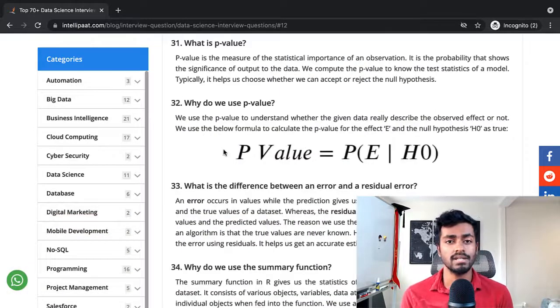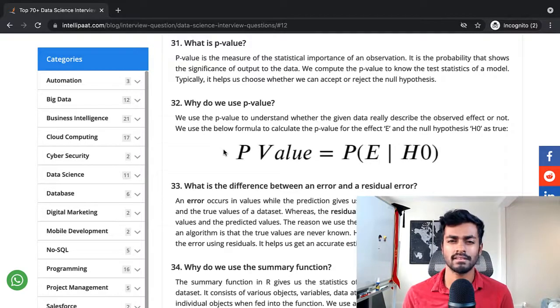The next question, what is a p-value? The p-value is a measure of statistical importance of an observation. It is the probability that shows the significance of output to the data. We can compute the p-value to show the test statistics of a model. Typically, it helps us choose whether we can accept or reject the null hypothesis.